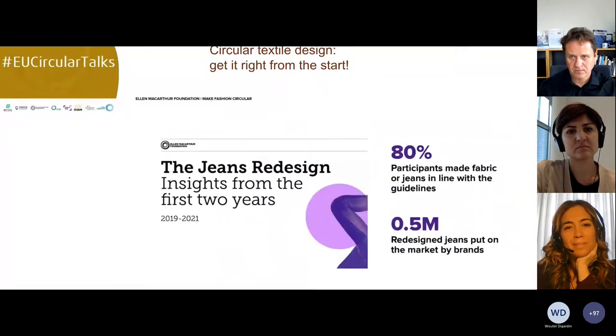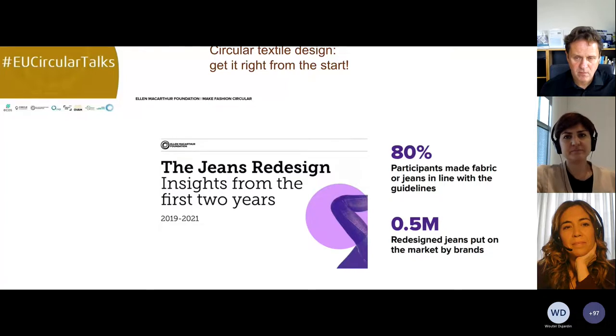And from the first 2 years of the jeans redesign, we've seen that participants have demonstrated it's possible to make jeans fit for a circular economy today. 80% of them made fabric or jeans that comply with the guidelines and common definitions, which resulted in brands putting 500,000 pairs of jeans on the market that are durable, traceable, recyclable, and made using safe materials and processes. And while this number is just a fraction of the industry total, the jeans redesign project has demonstrated that it is possible to create garments fit for a circular economy today.